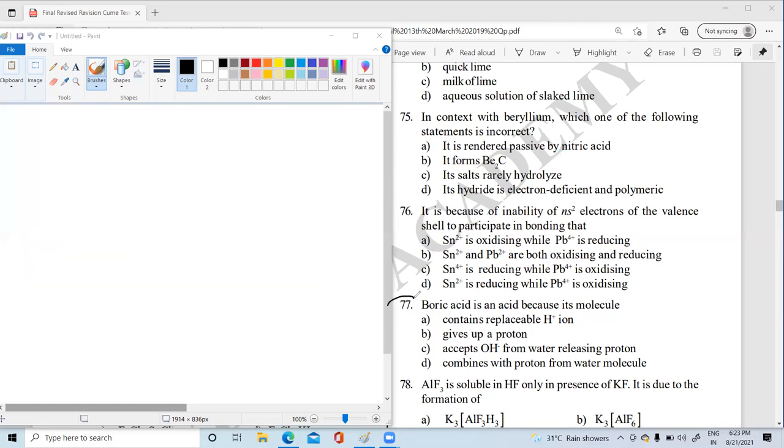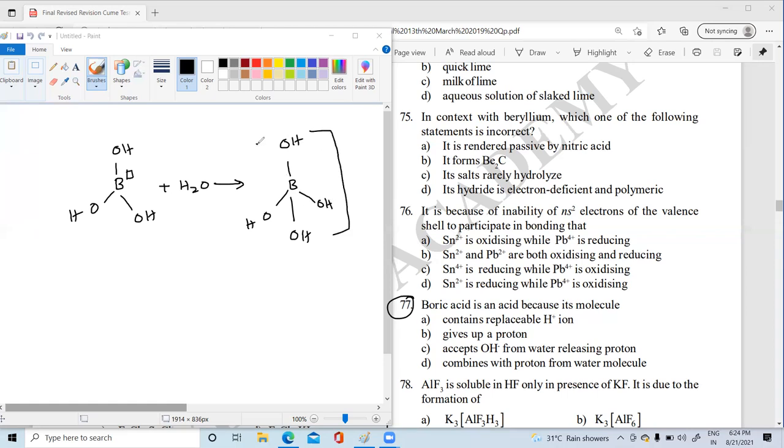Okay, 77: boric acid is an acid because of this molecule. The boric acid formula is what, students? Orthoboric acid. This is the structure of orthoboric acid, and they have told us it is an acid. As we know very well, an empty p orbital is there. When you treat it with water, it will accept the OH minus ion from the water and form a complex, and it releases H plus in the water. So it is a Lewis acid.